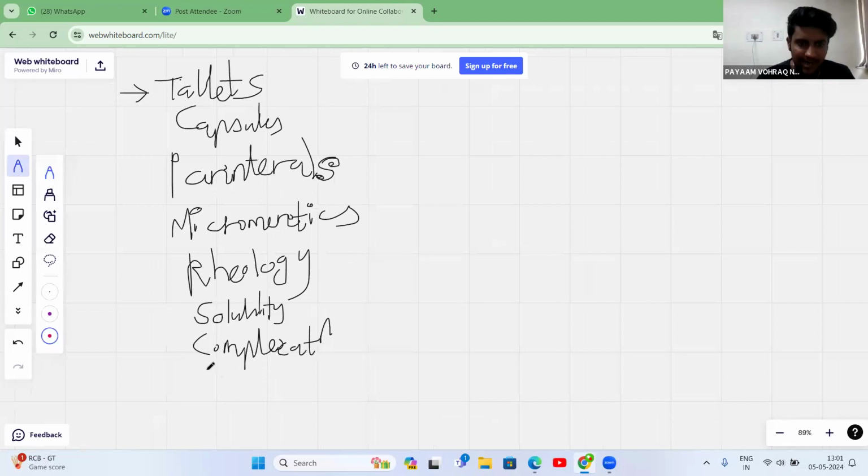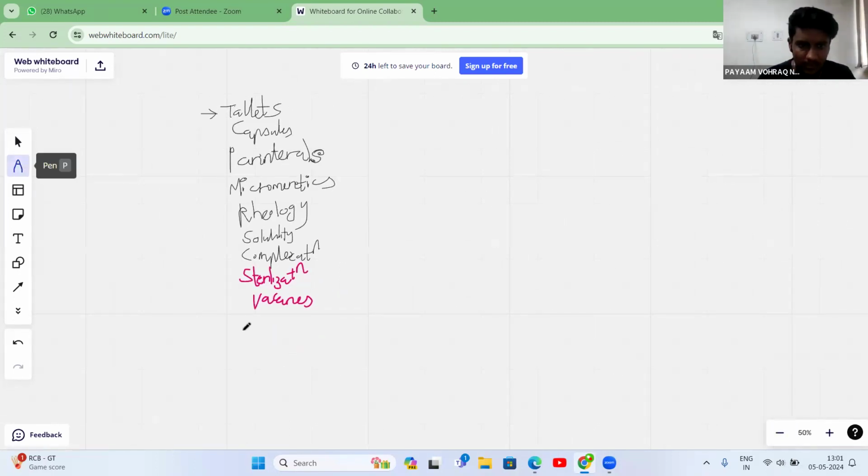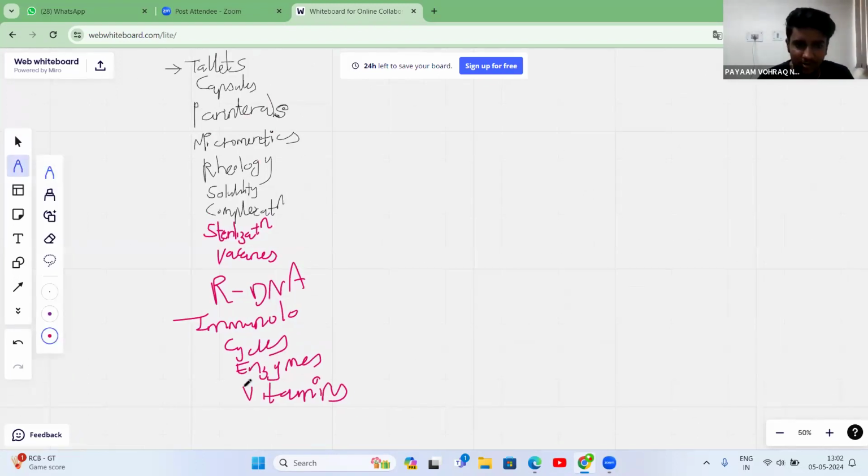So till the time everybody joins, we can have a list. Chalo, hold on. Sterilization, vaccines, rDNA technology, immunology, all the cycles, enzymes, vitamins. What are the macromolecules? Can you all tell me? GPAT may ask. What are the different biomolecules? Chalo, leave micromolecules. Can you all give me examples of biomolecules? If I tell you one, you will be able to give me all the other answers.